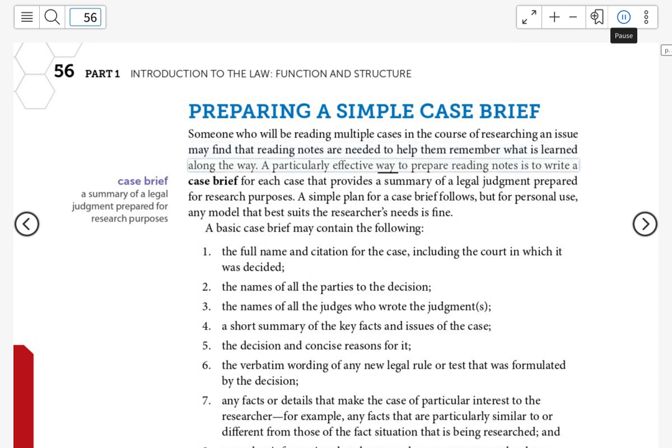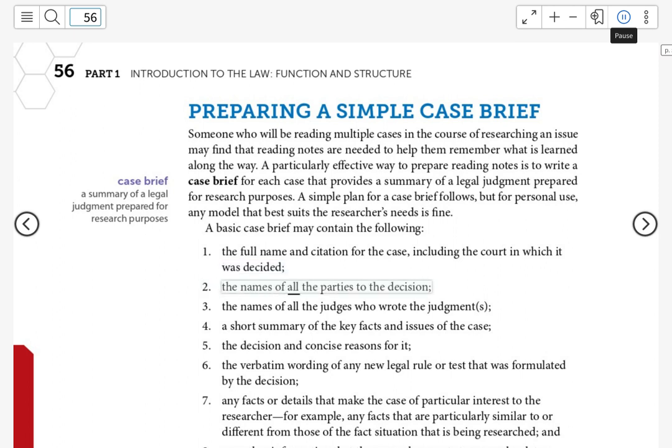A particularly effective way to prepare reading notes is to write a case brief for each case that provides a summary of a legal judgment prepared for research purposes. A simple plan for a case brief follows, but for personal use, any model that best suits the researcher's needs is fine. A basic case brief may contain the following: 1. The full name and citation for the case, including the court in which it was decided.